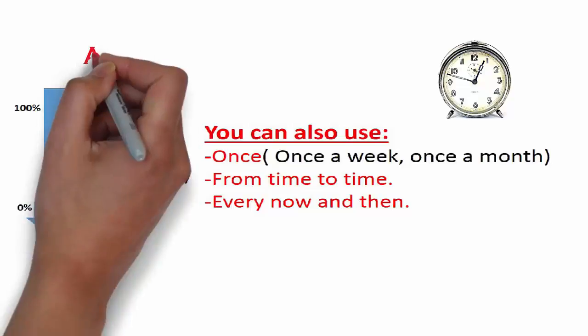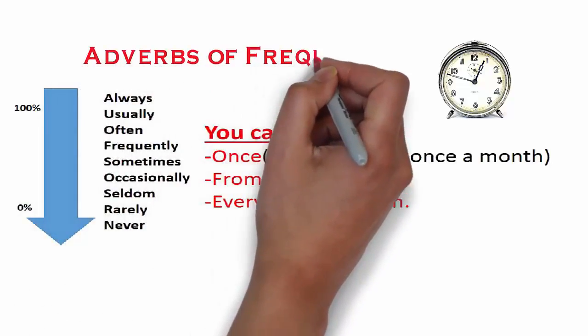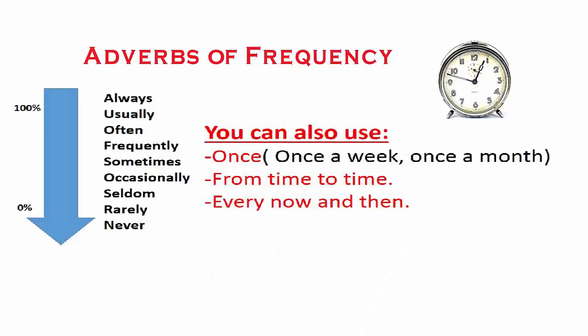simple tense. We call them adverbs of frequency because we use them to talk about our habits. How often do we do something? Do we do it every day? Do we always do it? Or do we never do it? Okay. As you can see in the picture, we have some words and we grade them from 0% to 100%.